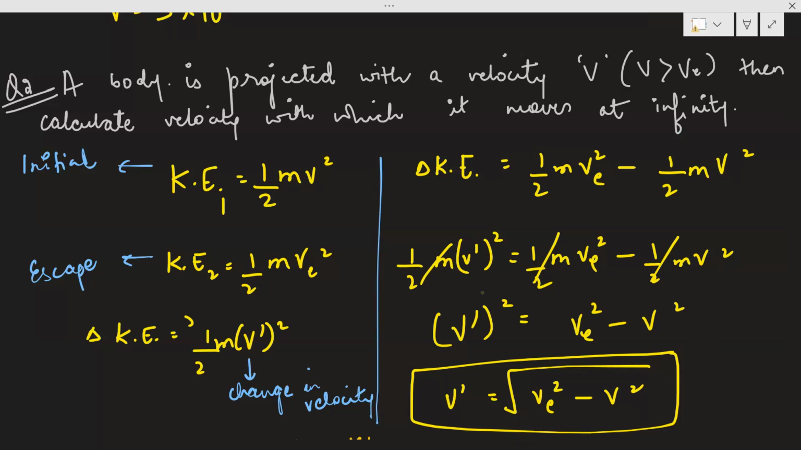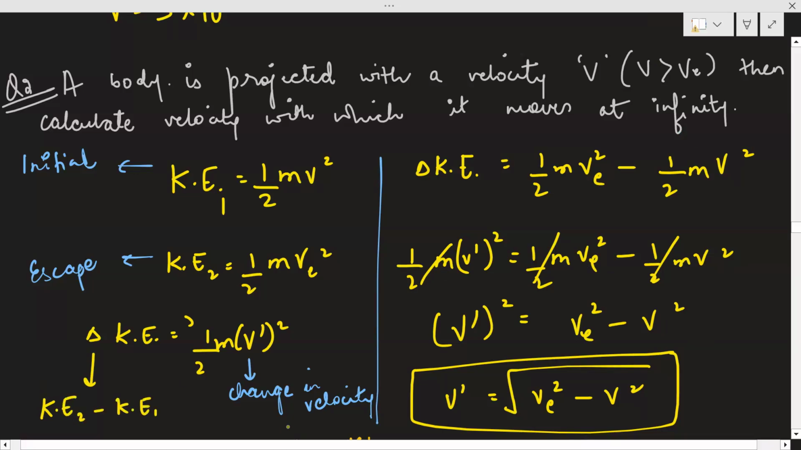Please, others also make the correction. Change we are calculating, and this is kinetic energy. It will always be final minus initial because we are not calculating any loss. Only in cases of loss of kinetic energy, we calculate initial minus final. This will be final minus initial.